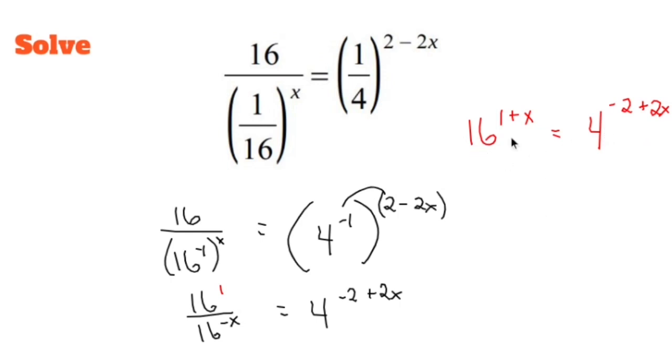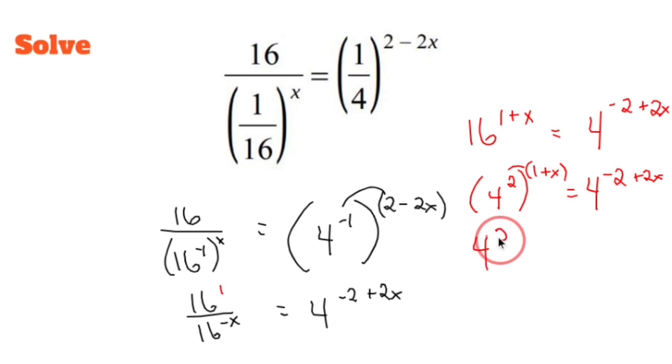Now, in a previous problem, I had a very similar situation where if I can take that 16 and make it 4 to this stuff, I'm in great shape. So I'm going to do that. 16 is 4 squared. I still have 1 plus x over there, and this is still 4 to the negative 2 plus 2x. Just like I did over here, I'm going to distribute that 2 through multiplication to 1 plus x. So I now have 4 to the 2 plus 2x equals 4 to the negative 2 plus 2x.